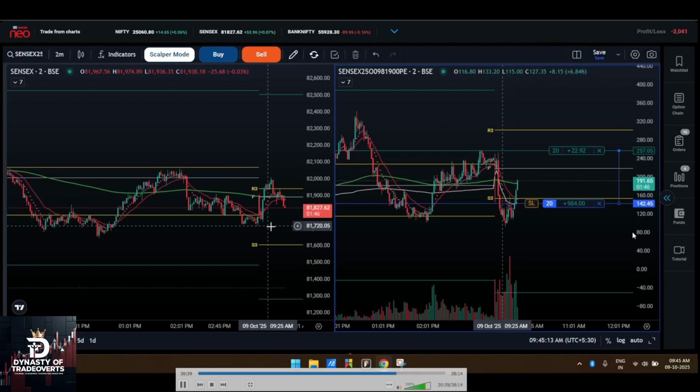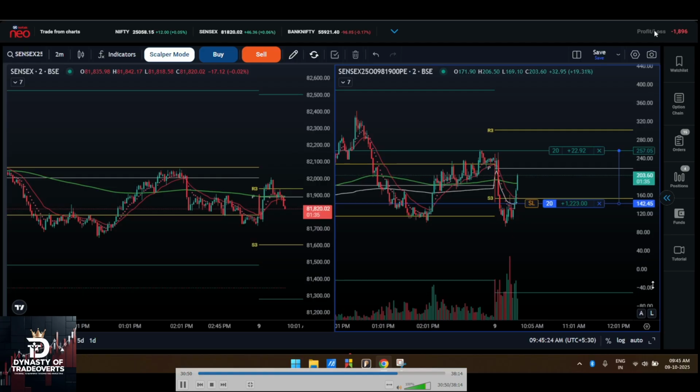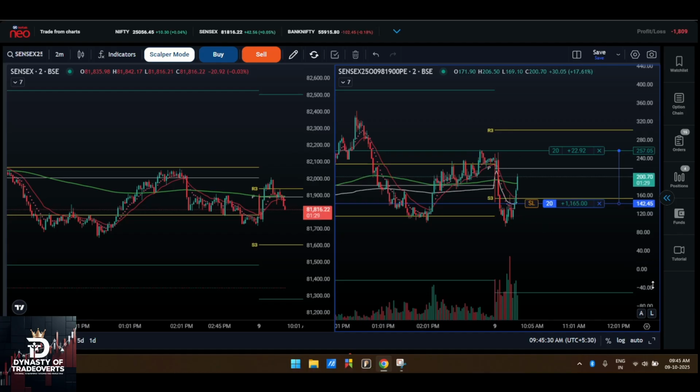So see, already I'm at 1000 rupees profit with one lot. I should have exited here. It's a decent target, but I want to recover all my losses with one single trade. That's what I am trying to do here.